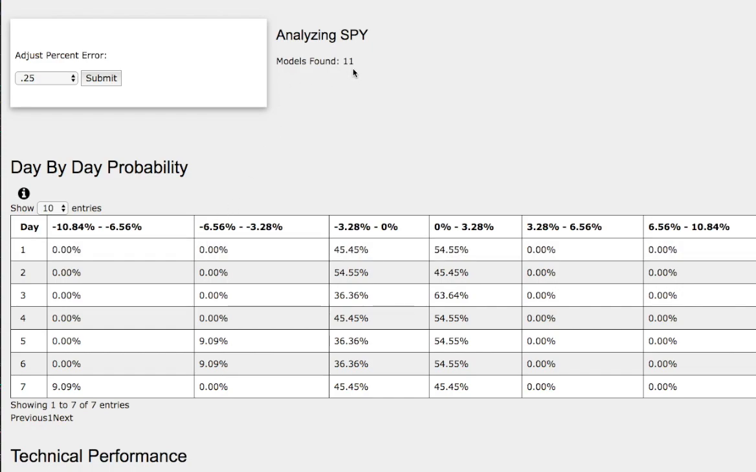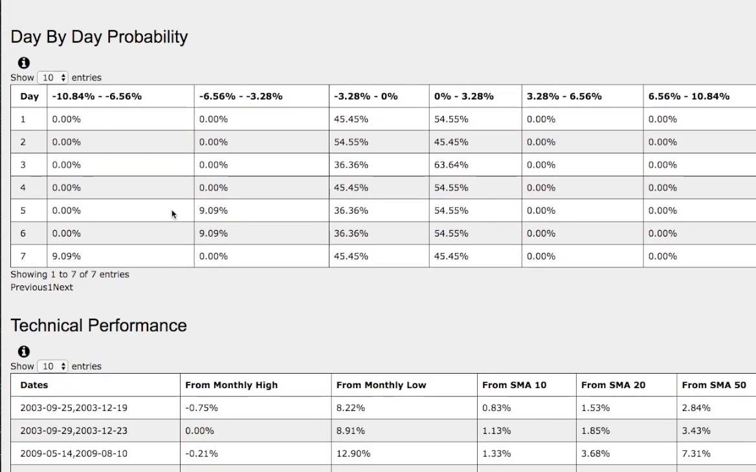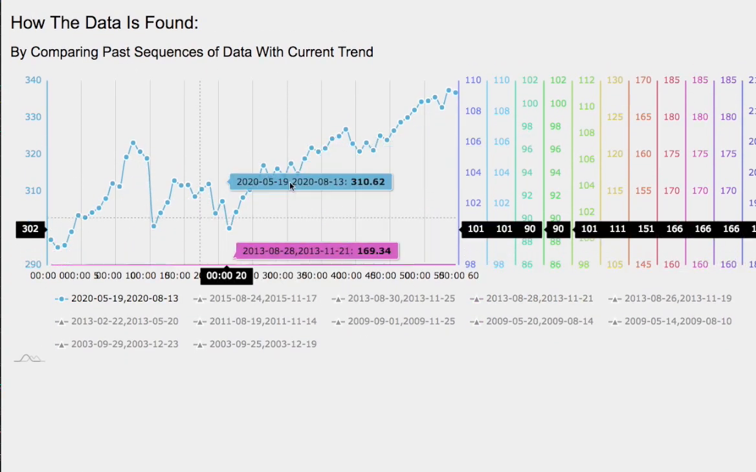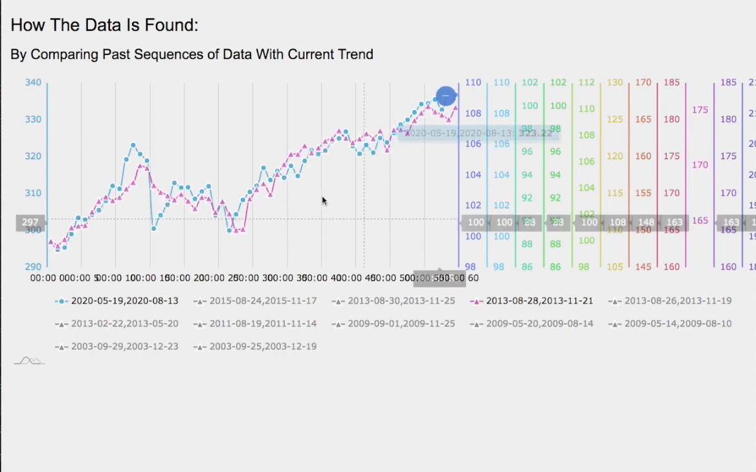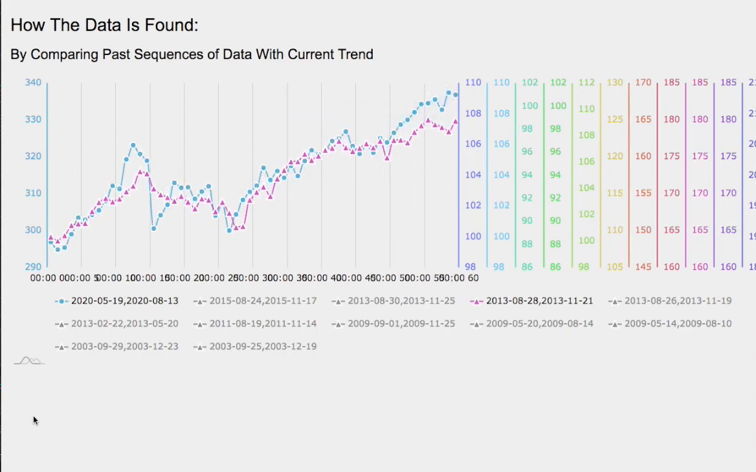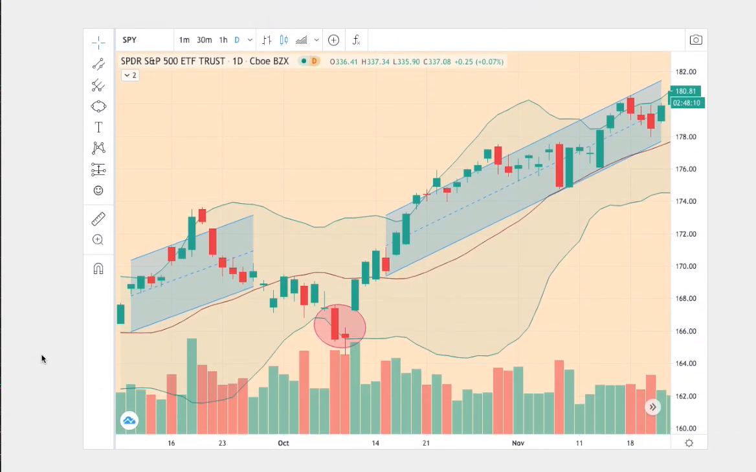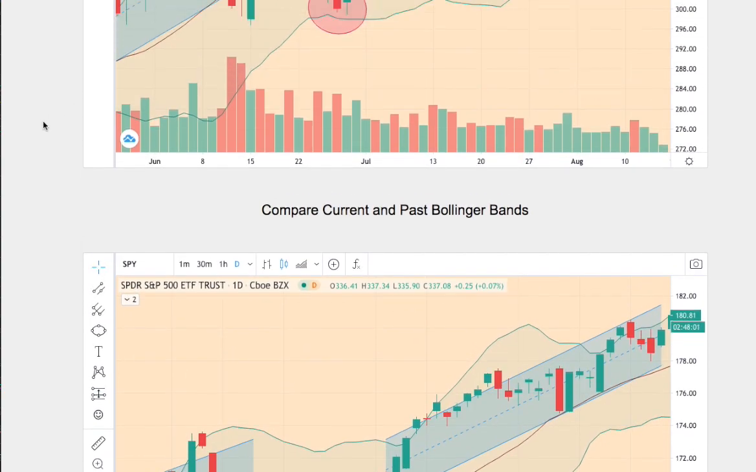So which one of these 11 models should we use as a reference? We'll be checking the line graph, and the blue line is our current trend, and the line overlapping it happens to be the best match. So right here we have our current trend, and the trend below it is the one that we found on the line graph above. This trend dates back to August 28th to November 21st, 2013. So let's begin comparing both the trends.